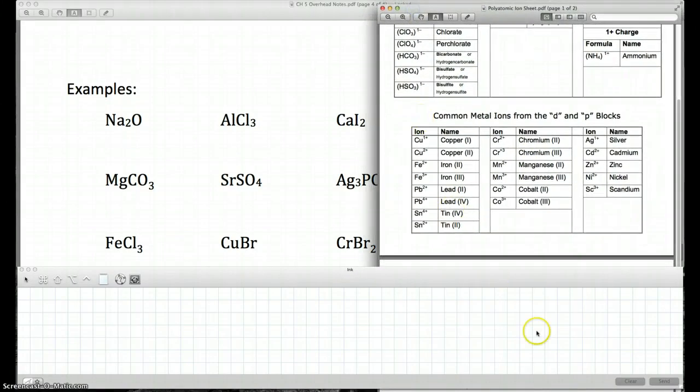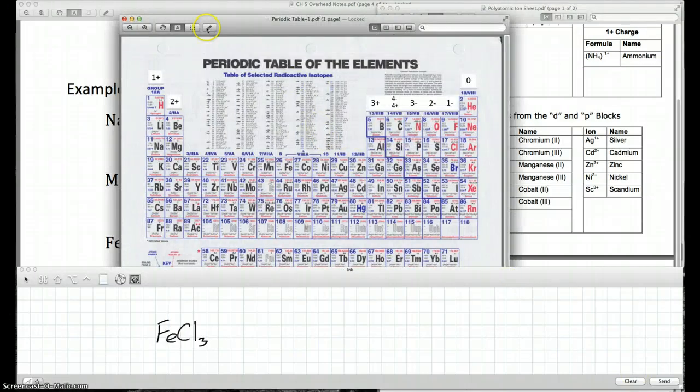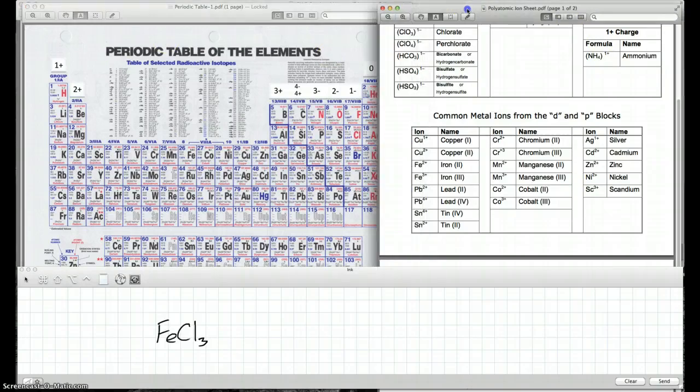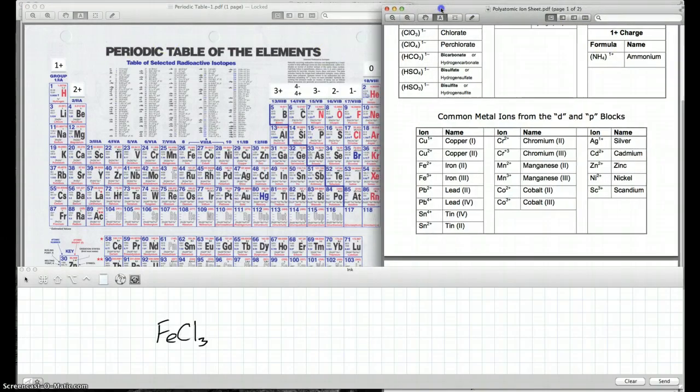Here's our polyatomic ion sheet. This first example, we have FeCl3. Now, I want to name that. I know it's iron and I know it's chlorine, so iron chloride is almost the correct full answer, but we need to figure out which iron it is. And the best way to do that is kind of write it out. Write down what you know.